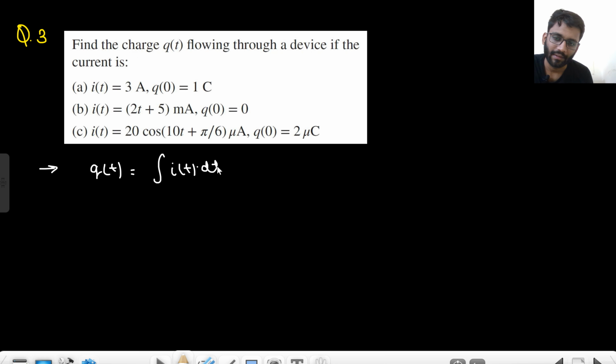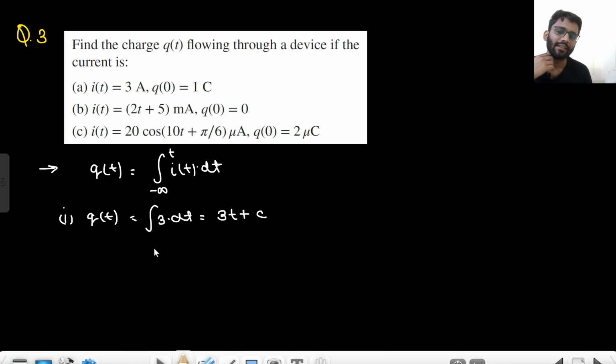Now moving on to the next question. Now what you need to find? You need to find the charge. The charge is the integration of i(t) dt, right? Time limit can be there, but forget about the limit. We will solve it without limit. So here your q(t) will be the integration of 3 dt. What is the value of the integration of 3 dt? 3t plus c, right? 3t plus c.